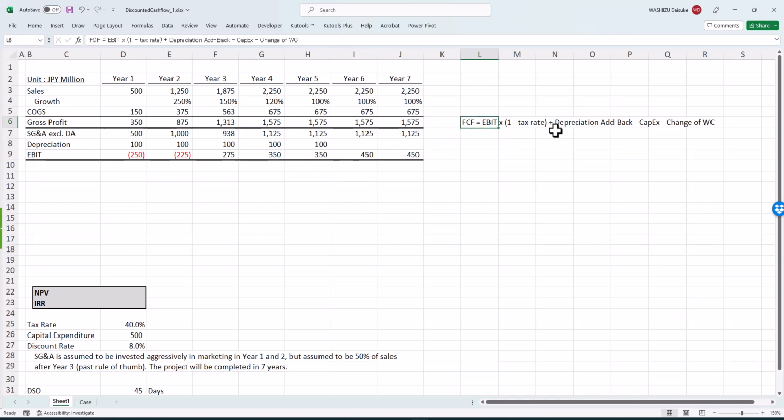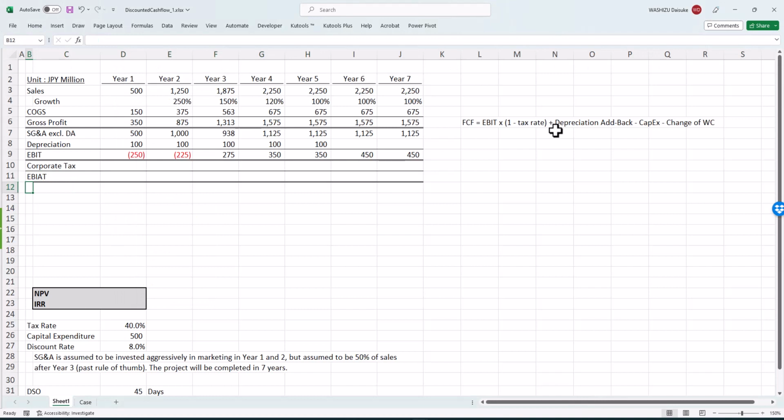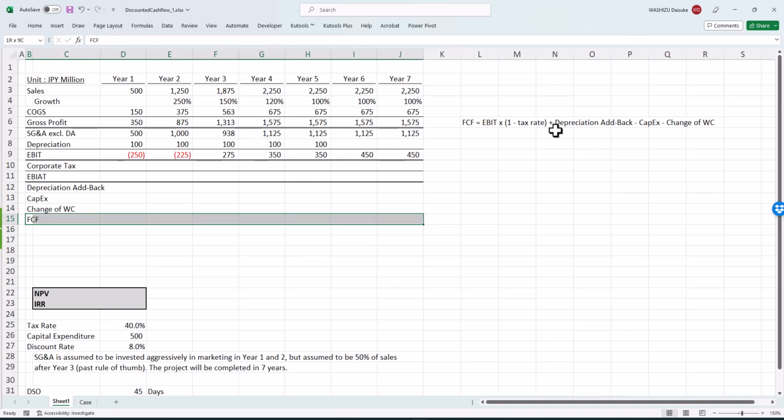So in order to get the free cash flow, let's start from the EBIT, and we will have a corporate tax payment here. Corporate tax. So we can get EBIT after tax, which is an operating income after tax. Then we will have adjustment items here. Depreciation add back, CapEx, and change of working capital. With these adjustments, we can get a free cash flow.